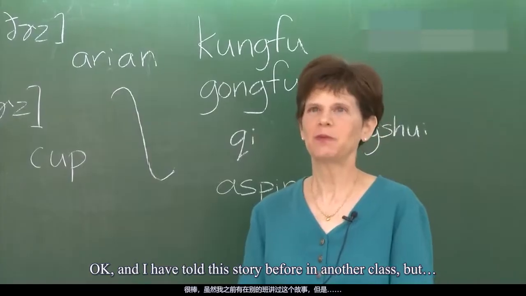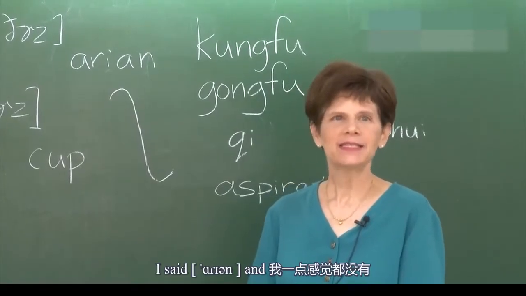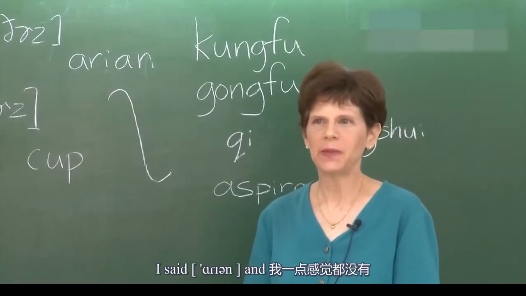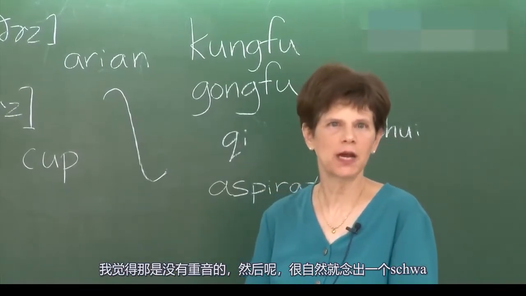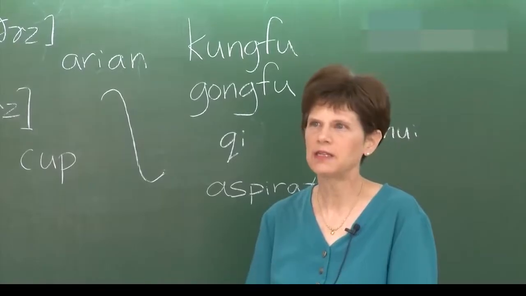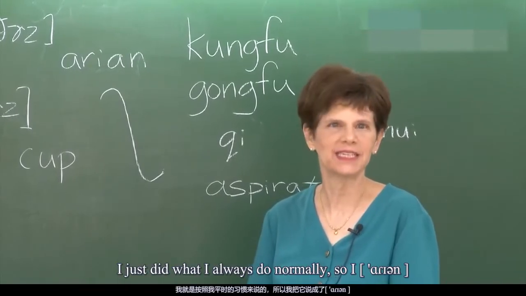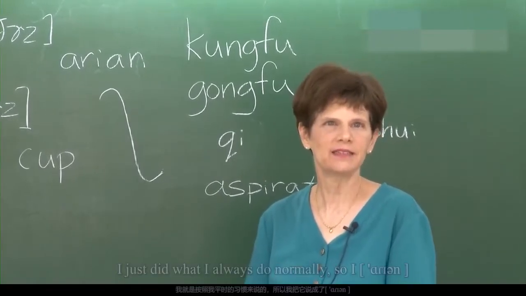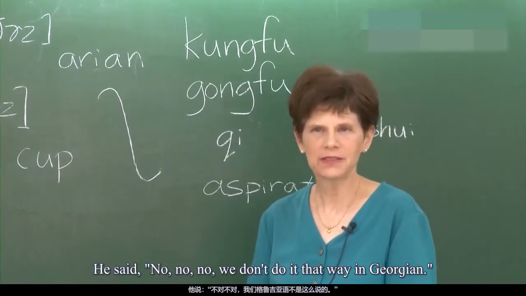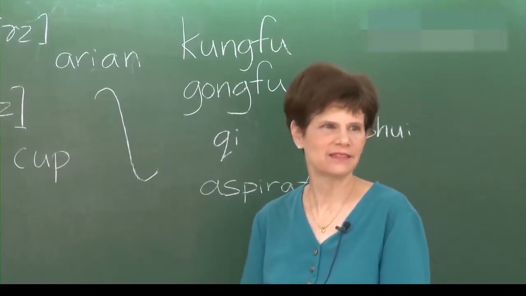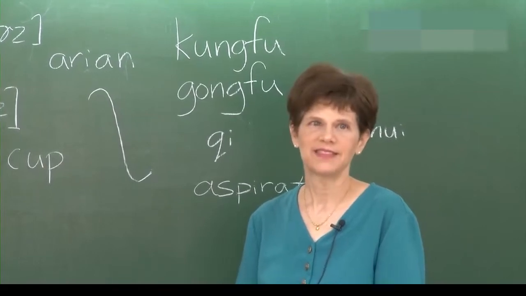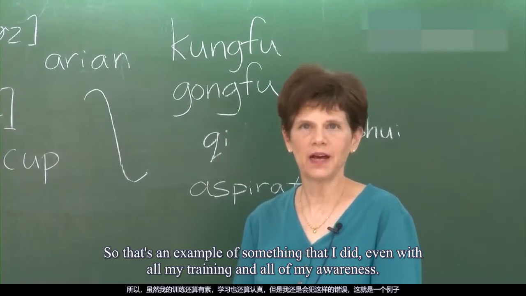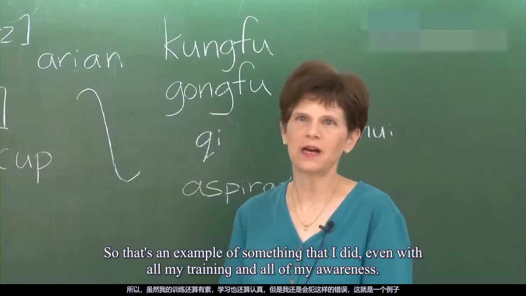Okay, and I have told this story before in another class, but I said Arian, and 我一点感觉都没有，我觉得那是没有重音的。然后呢，很自然就念出一个 schwa，我也没有去注意我念的是 schwa。I just did what I always do normally. So I said Arian. He said, no, no, no. We don't do it that way in Georgian. It's Arian. Arian. No schwa. They have no schwa.